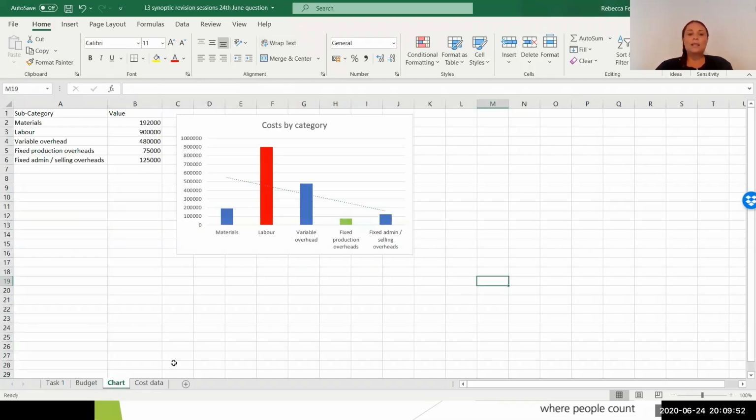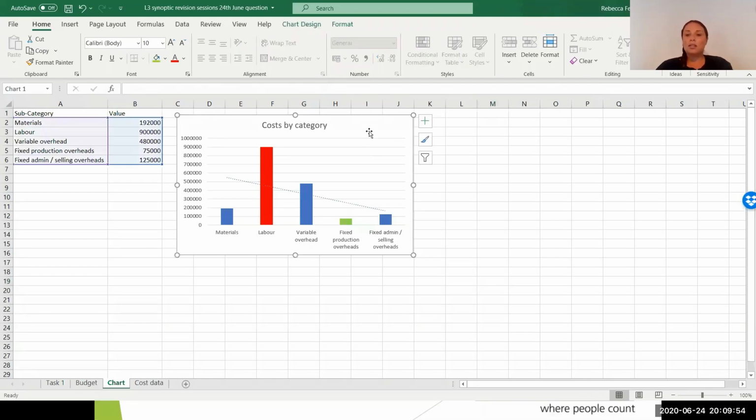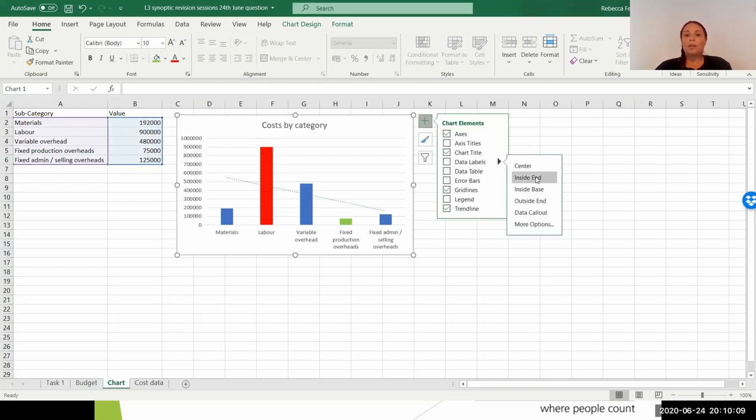So again, back into my chart, I'm going to select the chart. Again, this could look different on your version of Excel. You'll have to play around to find where it is. Add on my chart elements, and we are going to go to data labels with an arrow, and I'm going to say outside the end of my chart. So it could be in lots of different places there. I'm just saying outside the end because that's what the question asked me to do.